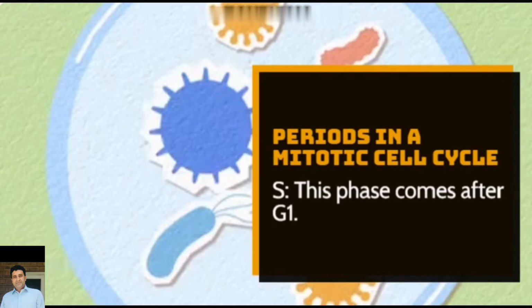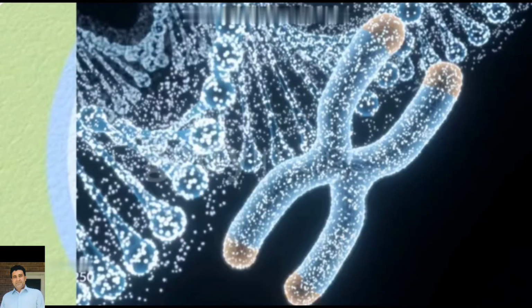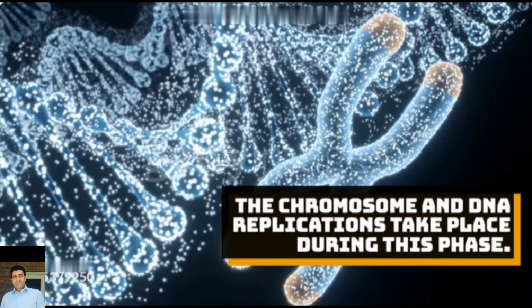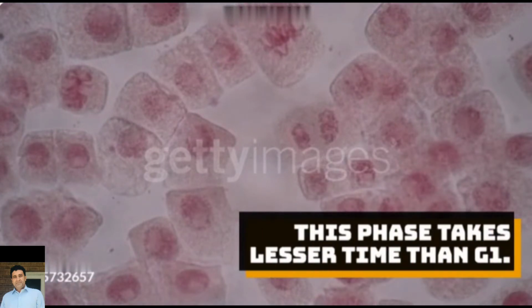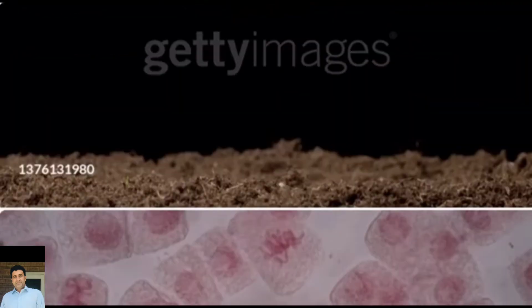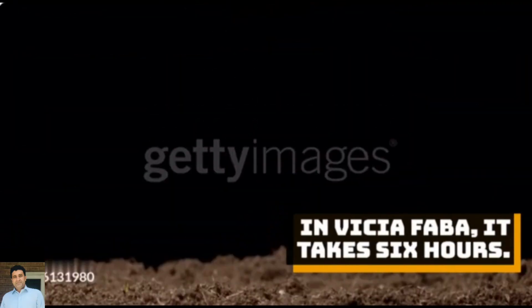The S phase comes after G1. The chromosome and DNA replication takes place during this phase. This phase takes less time than G1. In Vicia faba, it takes 6 hours.